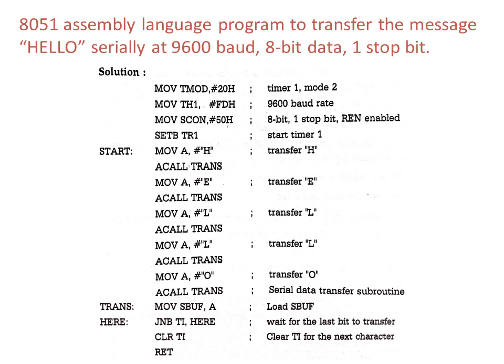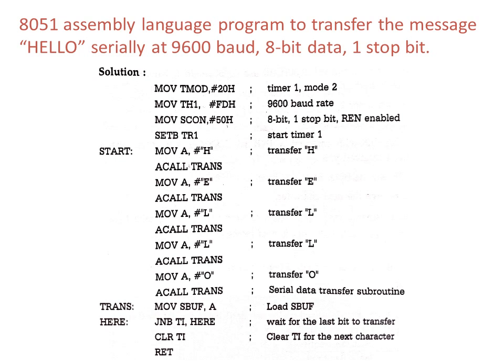If you just look into the solution, the first instruction is MOV TMOD, that is timer mode, comma #20H. So this is done to select timer 1 in mode 2 operation. The second instruction is MOV TH1, that is timer 1, comma #FDH. So already we know the baud rate we need to select is 9600. To do this, we have moved TH1 with #FDH. And the third instruction is MOV SCON, that is serial control register, with #50H.